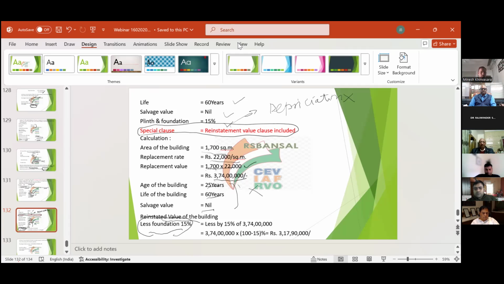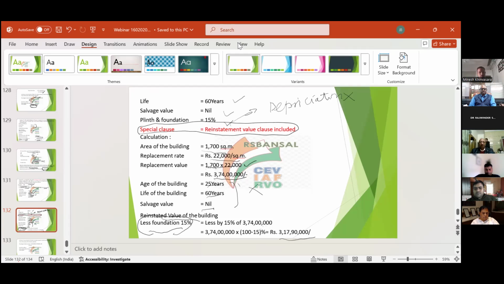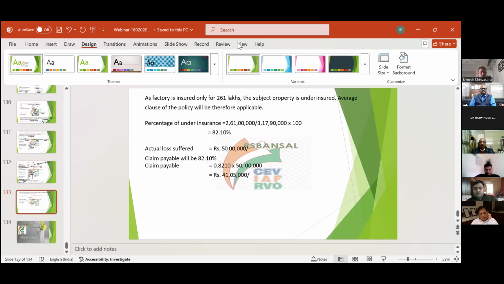So 85% of 3 crore 74 lakh is 3 crore 70 lakh 90,000. You have taken insurance for 261 lakh. So it means the percentage of insurance is 82.1%. So instead of 50 lakh, you will be getting an amount of 41 lakh 5,000. Clear? Any doubt?